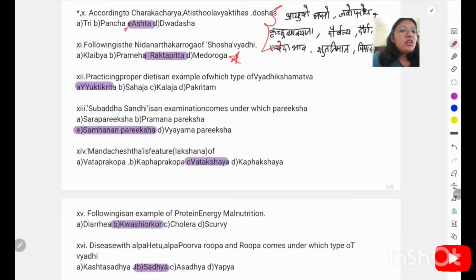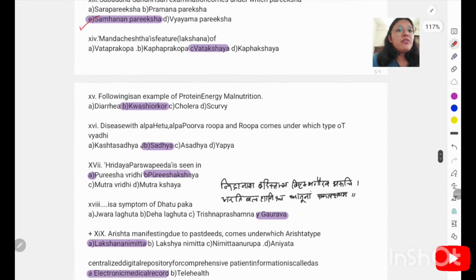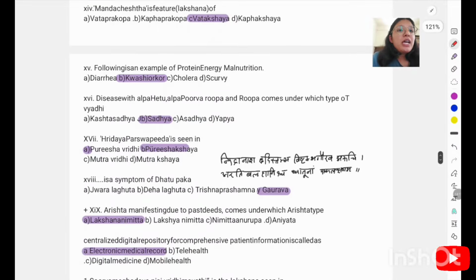Then a practitioner practicing the proper diet is an example of Yukti Krita. Then Subaddha Sandhi is an example of Samhanana Pariksha, that comes under Rogi Bala Pariksha. Then Manda Cheshta is a feature of Vata Kshaya. An example of PEM, that is protein energy malnutrition, is Kwashiorkor. Next, a disease with Alpa Hetu, Alpa Purvarupa and Alpa Rupa comes under Sadhya, because that is easily treatable.